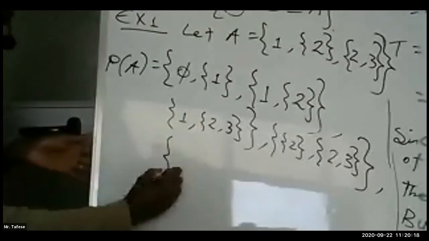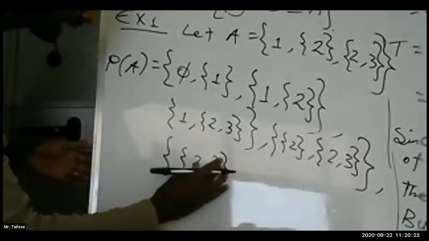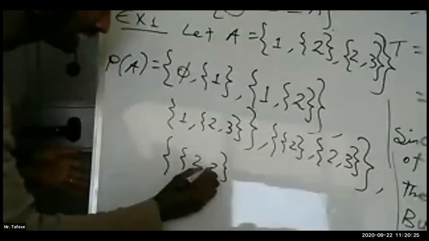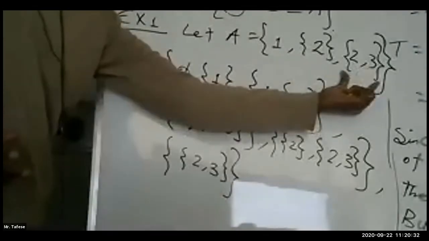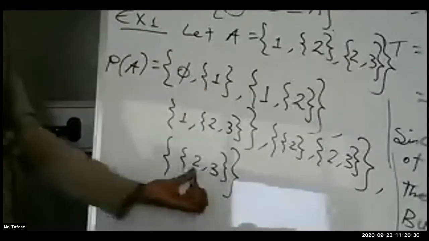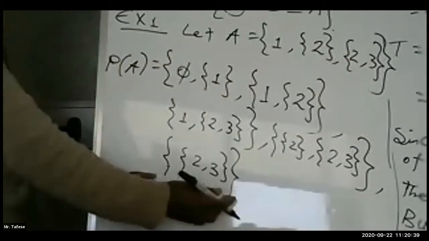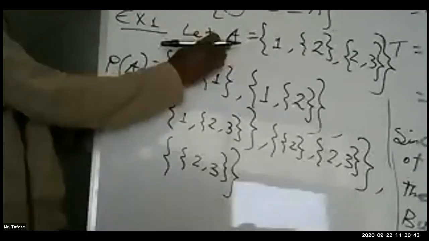Okay, the other one is a set containing the element that consists of {2, 3}, and then close. Look, this set containing this element {2, 3} is already in this set. So this set is a subset of set A.